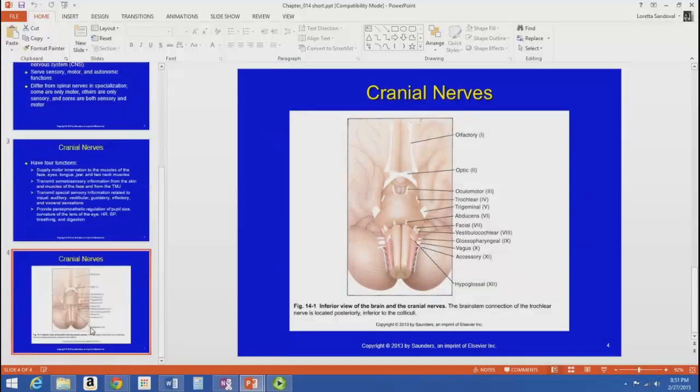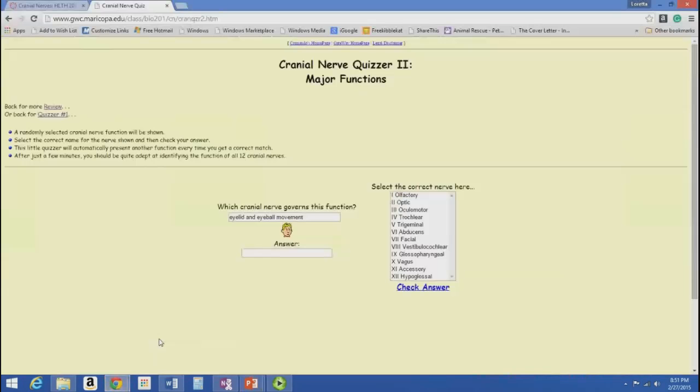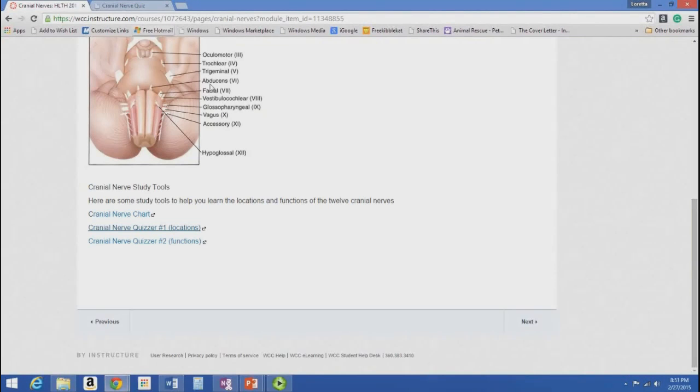There's a little diagram in the module as well. It just shows where they come off the brainstem. One of the cranial nerve quizzers, there's a link to in the module, lets you know anatomically which one is which on the cranial nerves, and you will not need to know that for the exam. If you want to know it just for your own personal edification, that is awesome, but you will not need to know that.